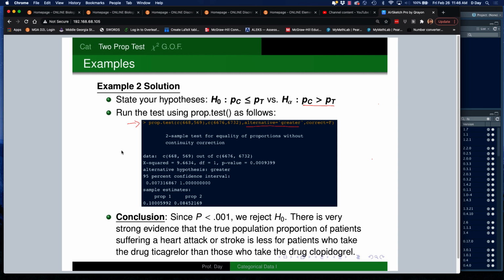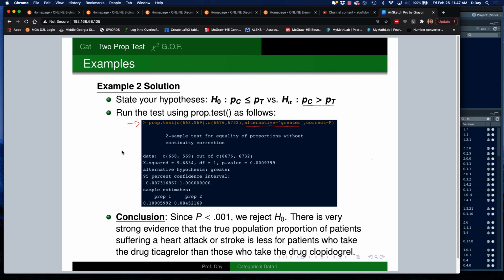Our conclusion, since our p-value is definitely less than 0.001, we reject the H0. There is very strong evidence that the true population proportion of patients suffering a heart attack or stroke is less for patients who take the drug Tica than those who take the drug Clop. Let's call that Clop. Clopidogrel. All right. So that's the hypothesis test.